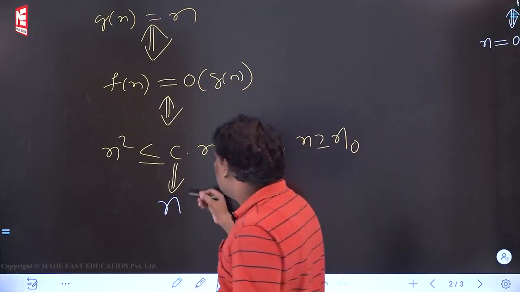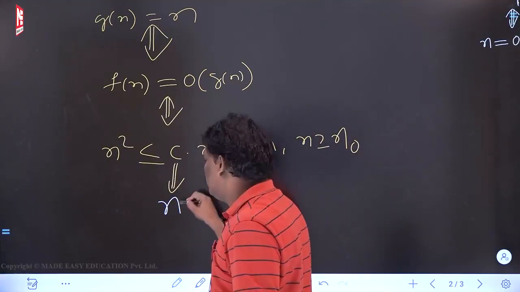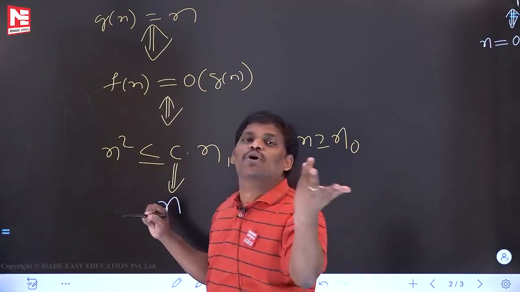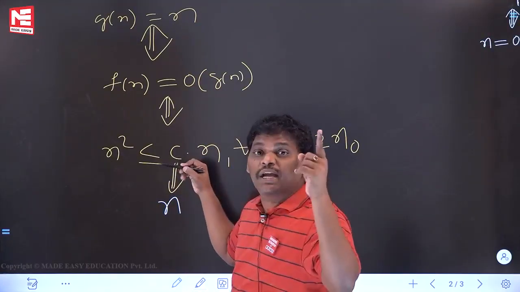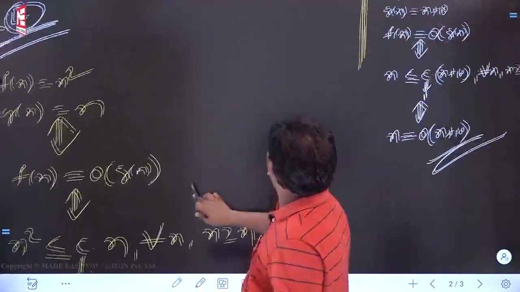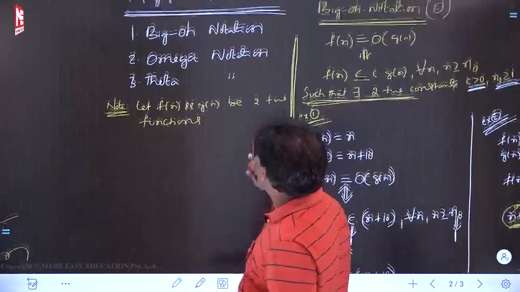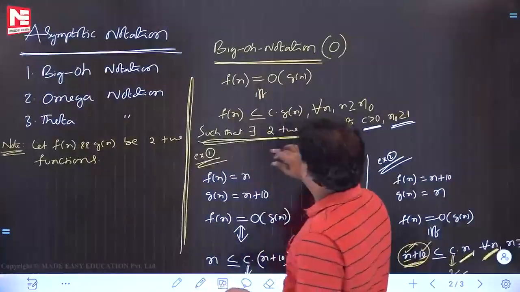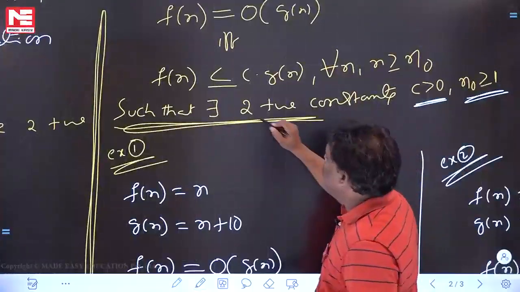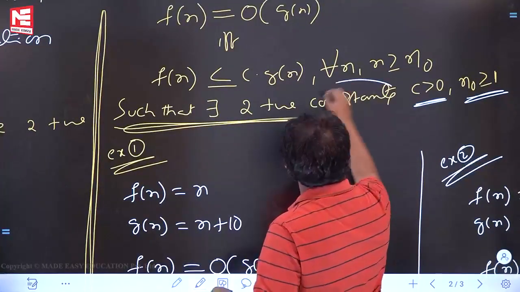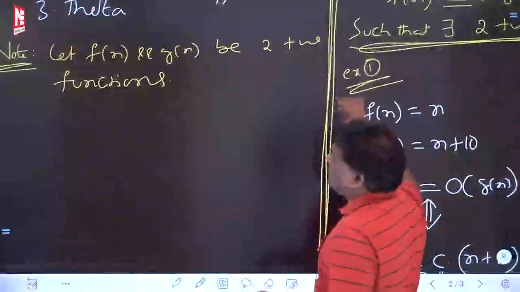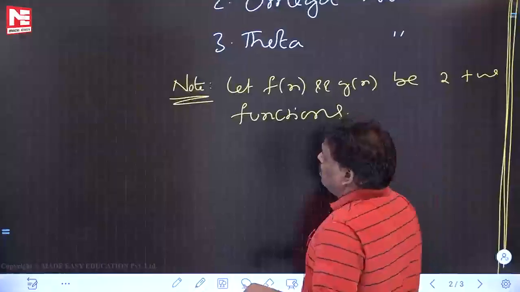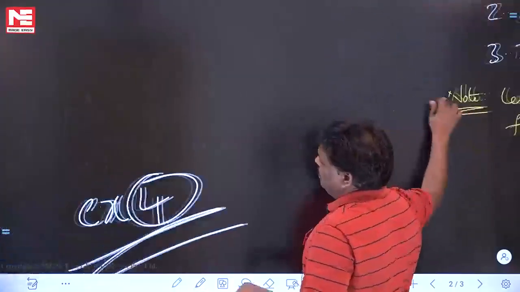But what is the problem? This n is a function. What is the meaning of function? It will keep on changing. N is a function, but what is the C? C should be a constant. If anyone has a small doubt, you can check the definition. See the definition: such that there exist two positive constants only. C is constant only. Please be careful. C is constant.